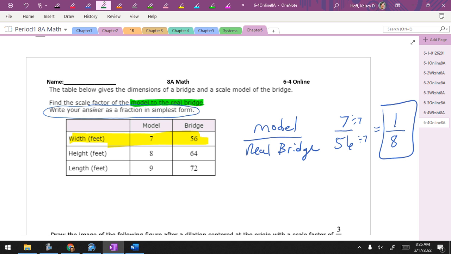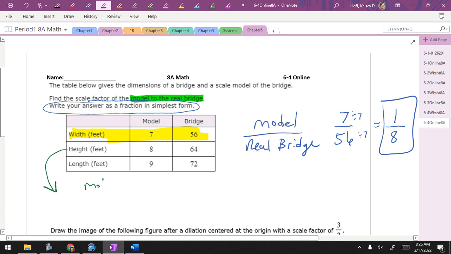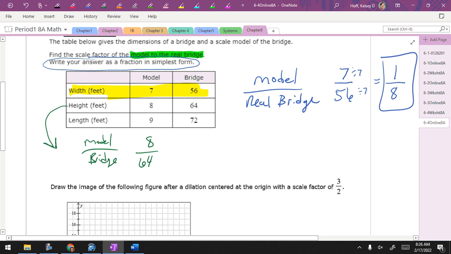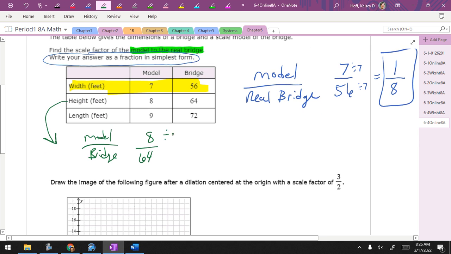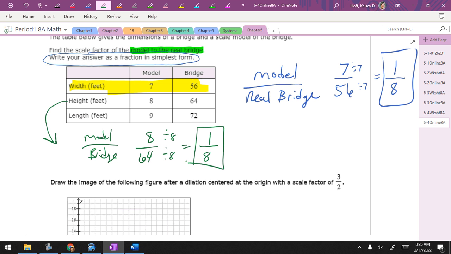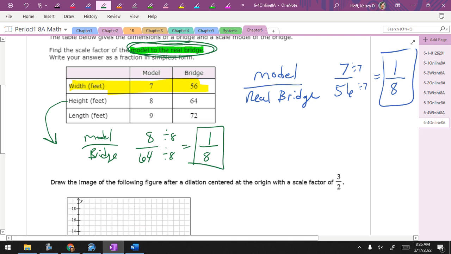Now I want to show you something. Say you picked height. You still have to go model over bridge. The height of the model is 8. The bridge is 64. Guess what I should try to divide out of those two? What's 64 divided by 8? 8. You did the top one. 8 divided by 8 is 1. Yep. So it doesn't matter if you use width, height, or length. You're always going to get the same fraction. But the key phrase is that model to the real bridge. It tells you what to put on top and what to put on bottom.